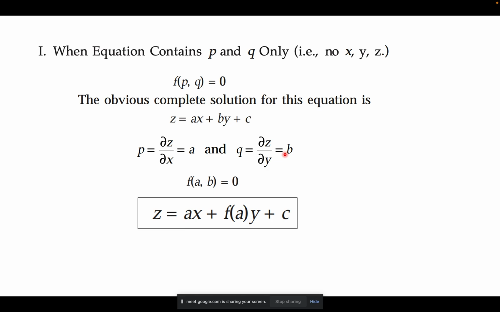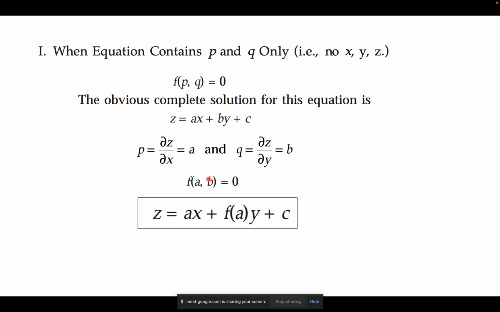Now what you can do, because p and q can be expressed in terms of these constants, you can simply eliminate the values of both p and q from these terms and put them in the given equation. So if you put the values of p and q in the given equation, you will have f(a, b) is equal to 0, right?